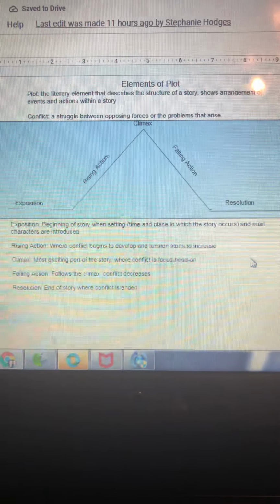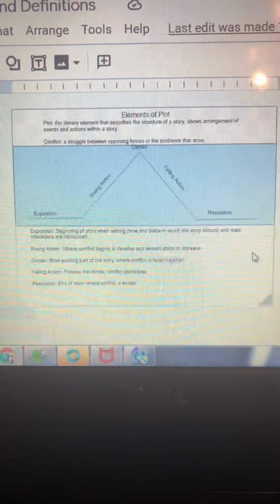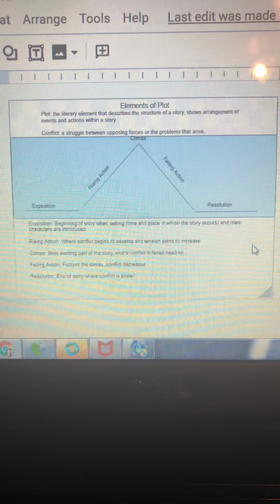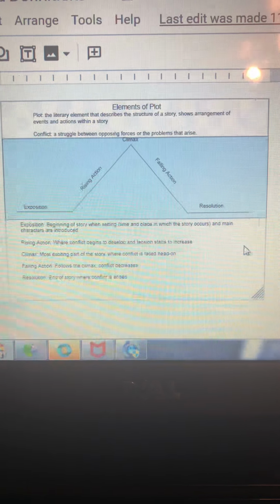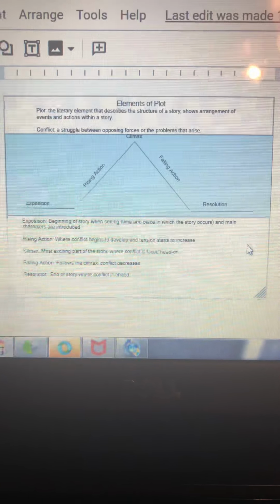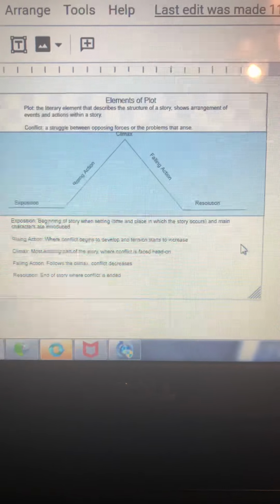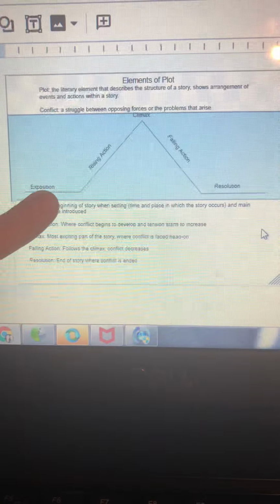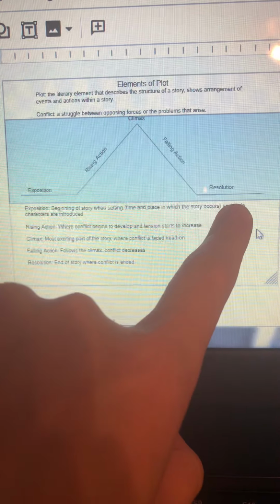It is the structure behind how a story is written. And if you want, go ahead and read the definition with me. Plot is considered to be the literary element that describes the structure of a story, shows arrangement of events and actions within a story. So essentially, if you have any story, it will have these 5 elements of plot. And if you notice, our first one is exposition. We've got rising action, climax, falling action, and resolution.